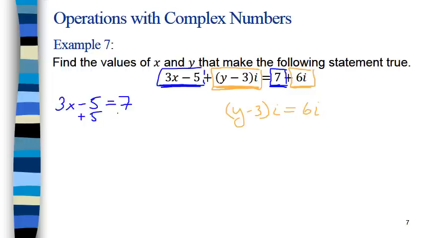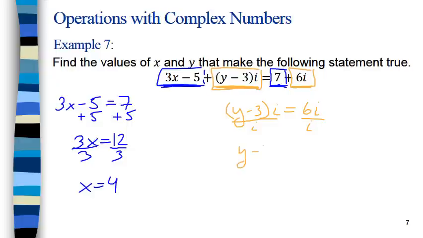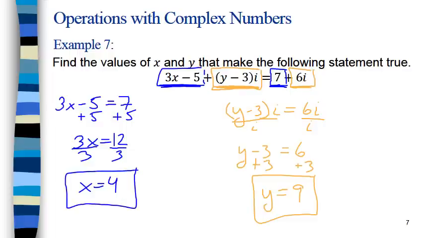If we add 5 to both sides here, we get 3x equals 12. We can divide both sides by 3, and x equals 4. We can do the same thing with the imaginary part because we can divide by i on both sides. i over i is still 1, so y minus 3 must equal 6. If we add 3 to both sides, then y must be equal to 9. And so y equal to 9 and x equal to 4 will make that statement true.